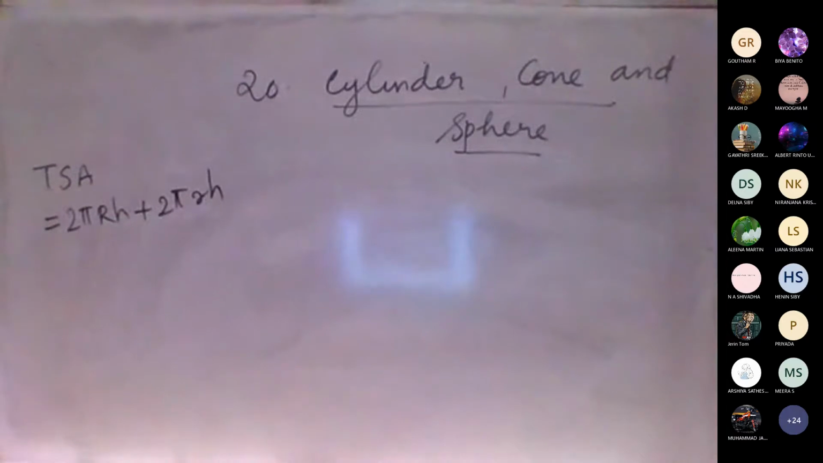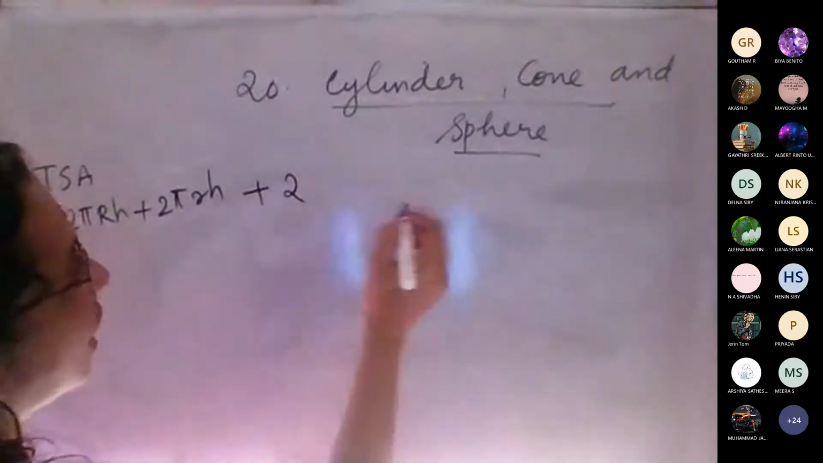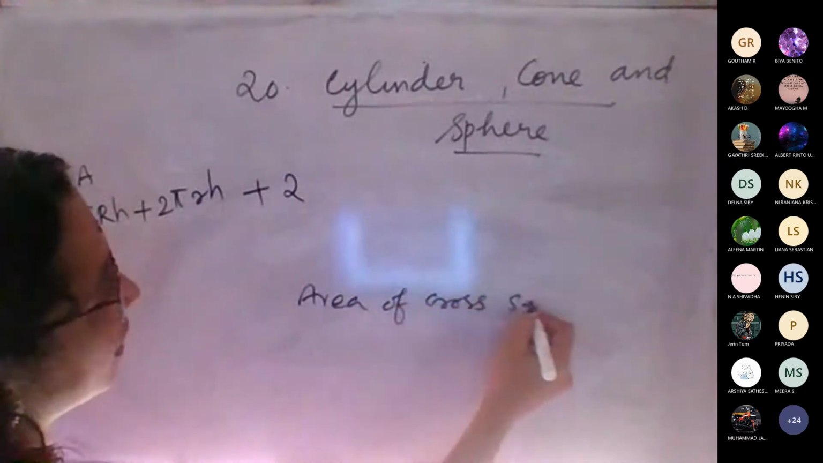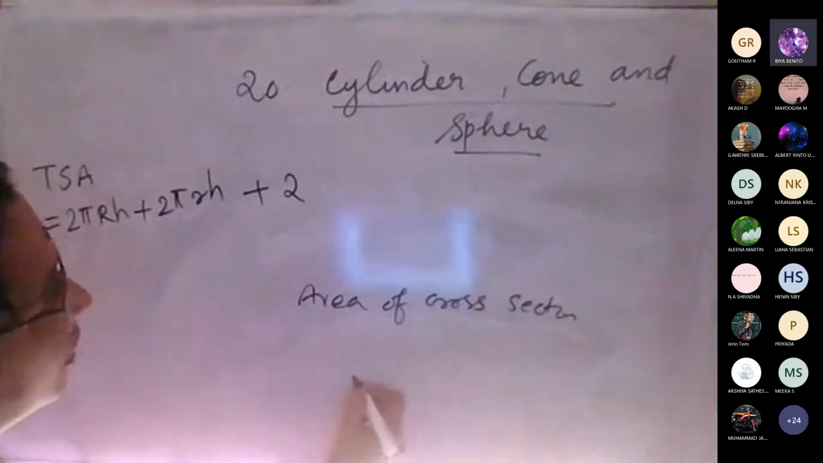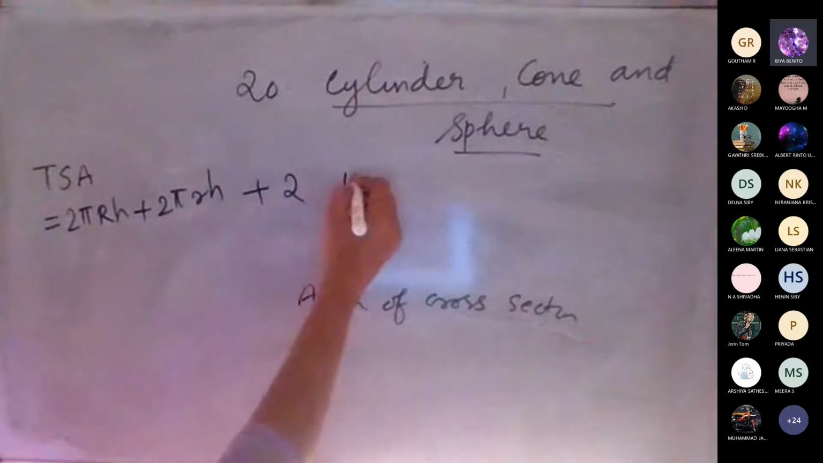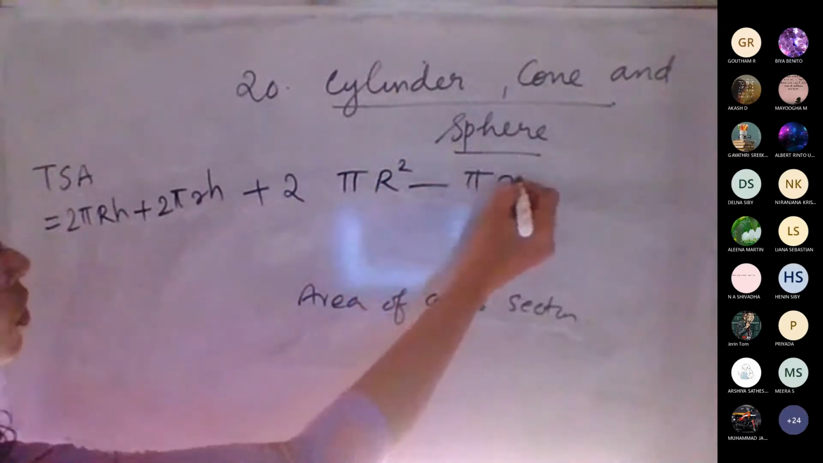Next, what do we want to write? Plus 2 into area of cross section. So what about the formula for area of cross section? For a hollow cylinder, area of cross section is pi capital R square minus pi small r square.